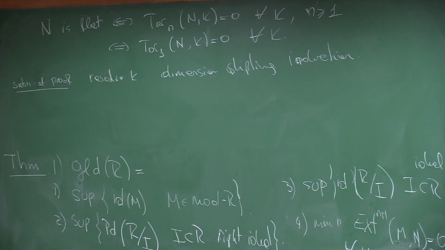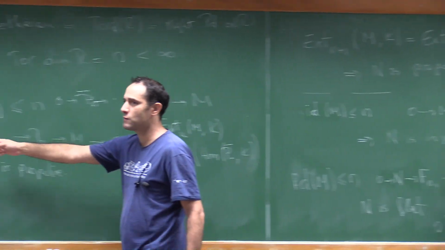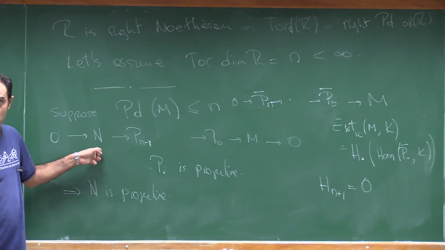All right, so if I have a resolution of something that has homological dimension less or equal than n, and I have a resolution where every element is projective except the last one, then the last one is projective. Or if every element is flat except the last one, then the last one is flat, and so forth.